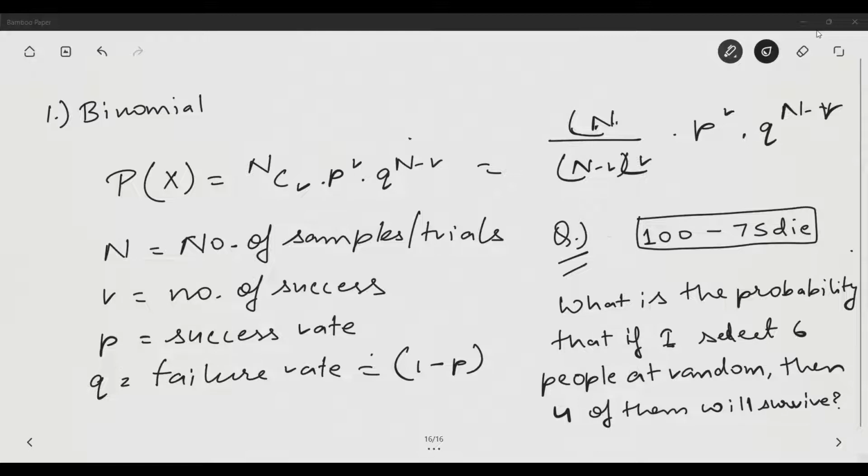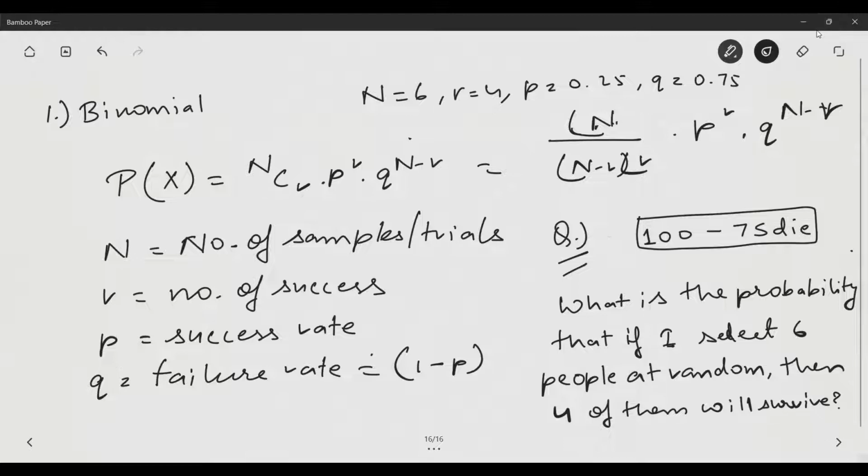So your N will be 6, because we select 6 people at random, which means my sample size is 6. R is 4, because the number of successes is the 4 people we want to survive, so our success depends upon survival. Out of 100, 75 will die, so how many people are able to survive? 25, so P is 0.25, because 25% of people will survive, and Q is already given, that is 0.75.